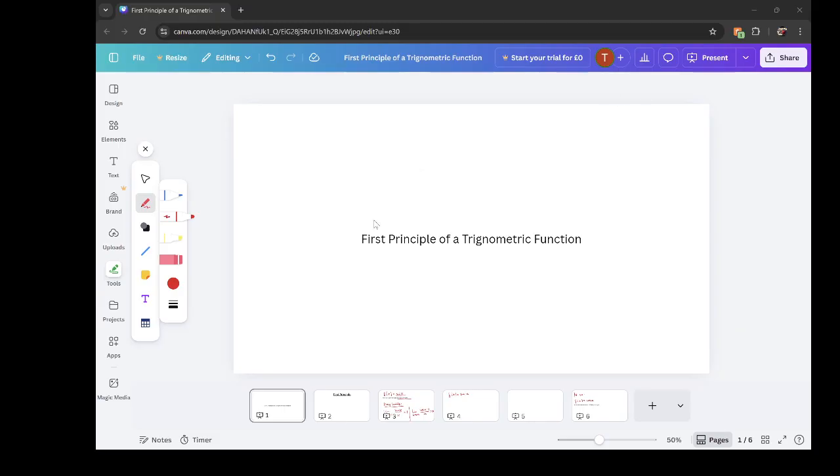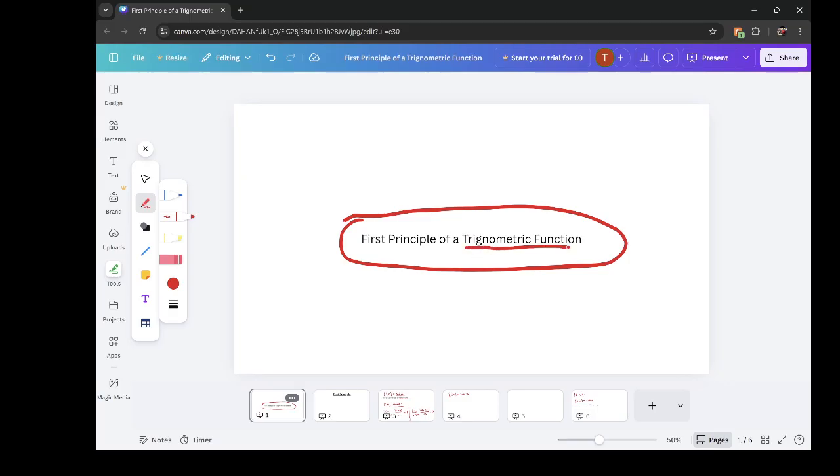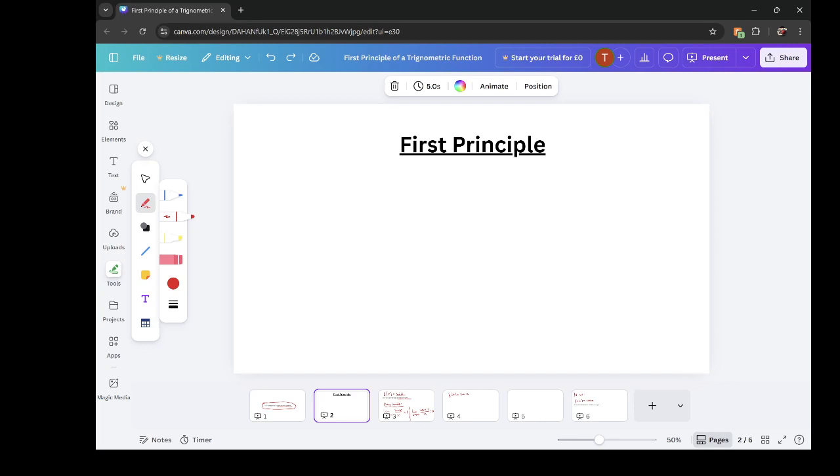So we left off on the first principle. We talked about the first principle in the last video, and this time we're doing the first principle of a trigonometric function, specifically the sine function. We're going to be focusing on that today. So before we do that, I want you guys to remember the first principle itself. Do you remember it? Pause the video, try to remember it.